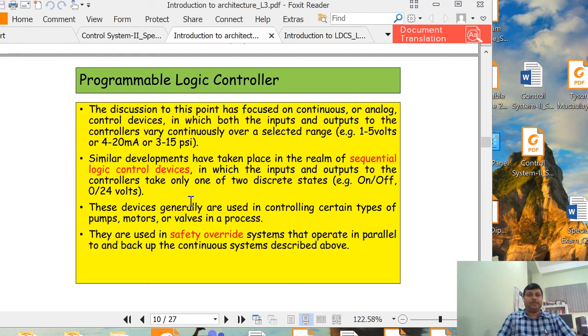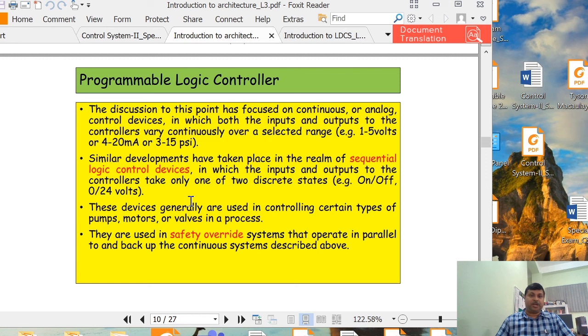The discussion to this point has focused on continuous or analog control devices, in which both the inputs and outputs to the controllers vary continuously over a selected range, either 1 to 5 volts, 4 to 20 milliampere, or 3 to 15 psi. Similar developments have taken place in the realm of sequential logic control devices, in which the inputs and outputs to the controllers take only one of two discrete states, that is on or off, or in terms of voltage, 0 or 24 volts.